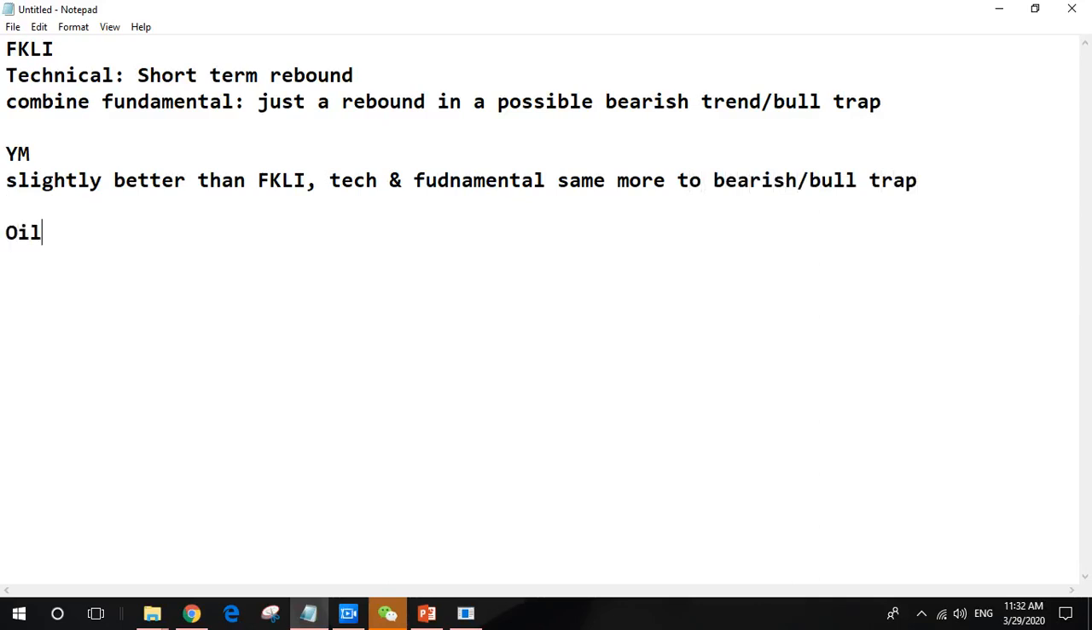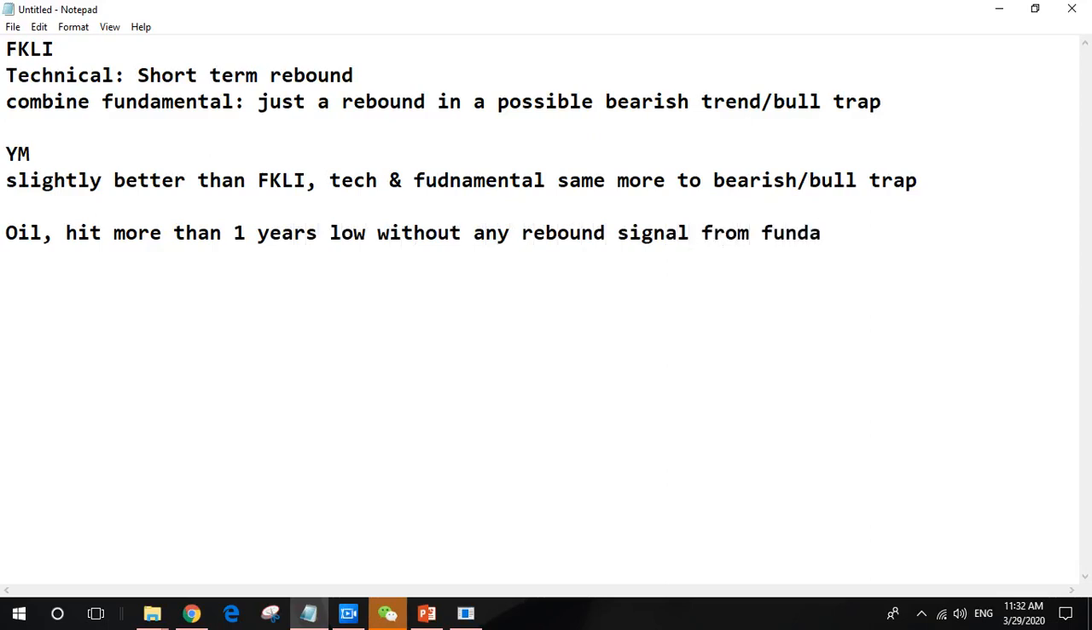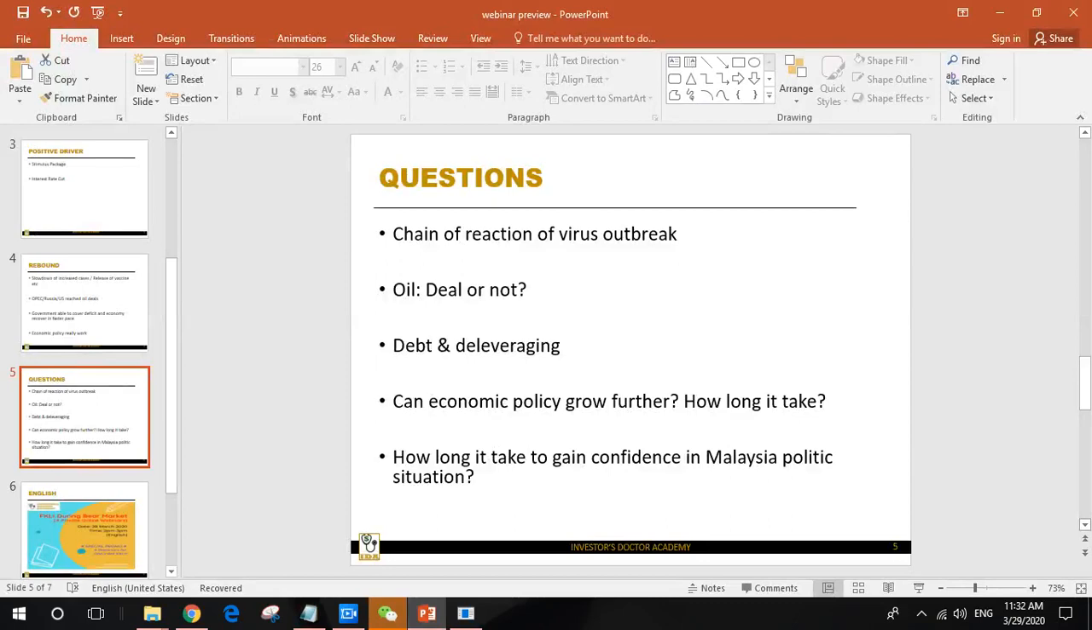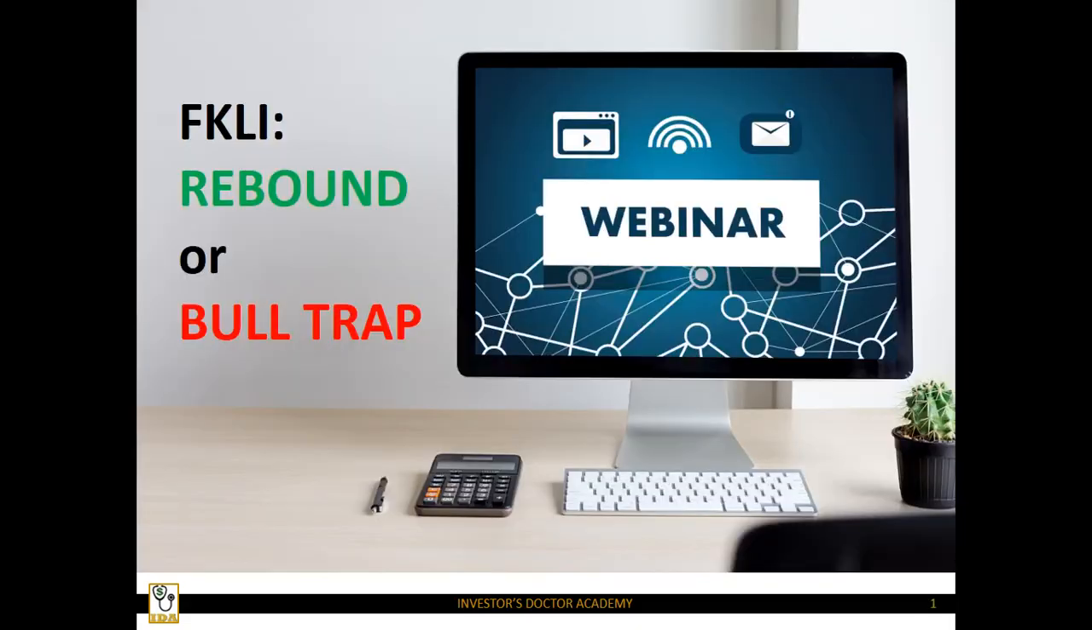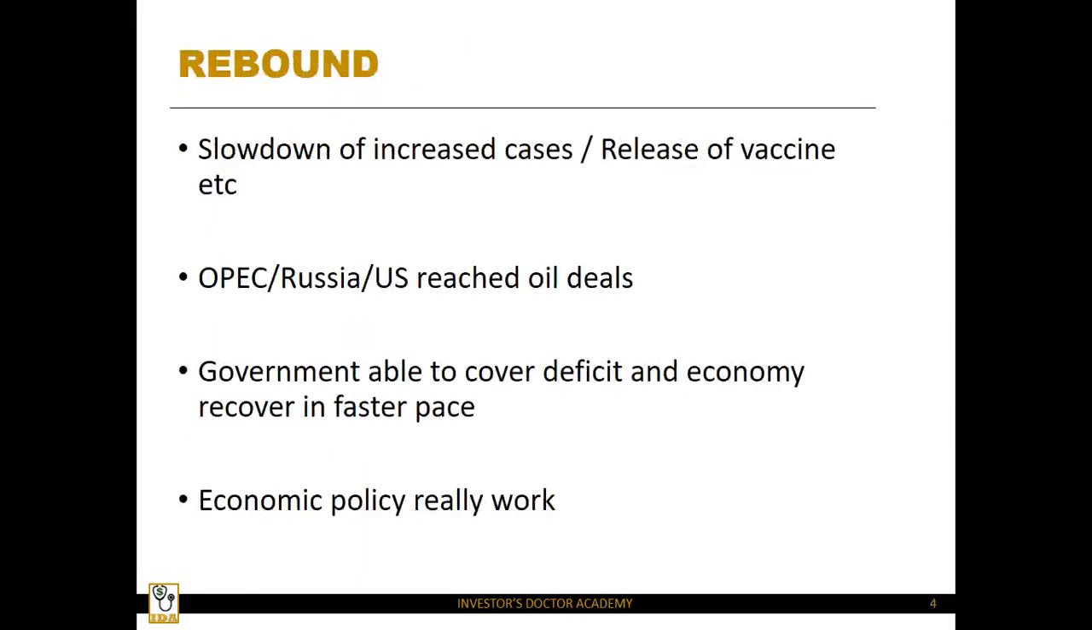Lastly, for crude oil, it hit more than 18 years low without any rebound signals, from both fundamental and technical. So it's definitely bearish. Now that will be my short sharing for today. We can conclude that for now, FKLI is in a bull trap for me. More than a strong rebound, just a bull trap.